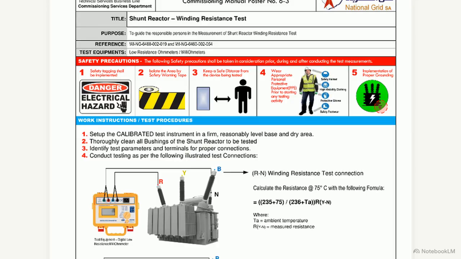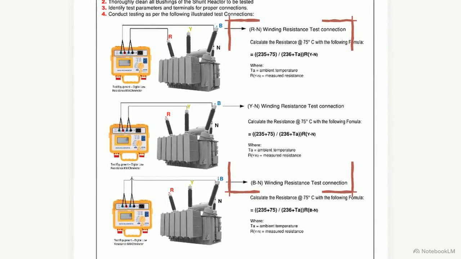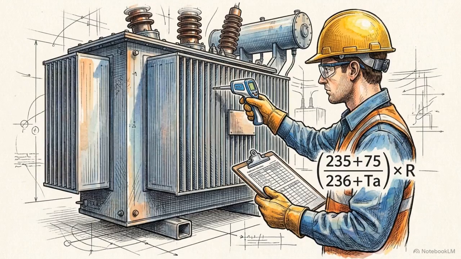Test 3 verifies winding resistance. This schematic illustrates the requirement to use a calibrated milliohm meter with Kelvin leads, connected securely across the R to neutral, Y to neutral, and B to neutral phases. Engineers record the ambient temperature alongside every raw resistance reading. These values are then corrected to a 75 degrees Celsius baseline using the approved copper temperature correction formula.